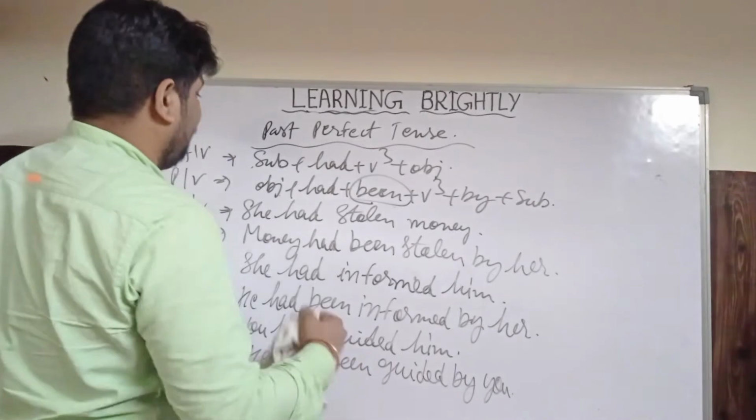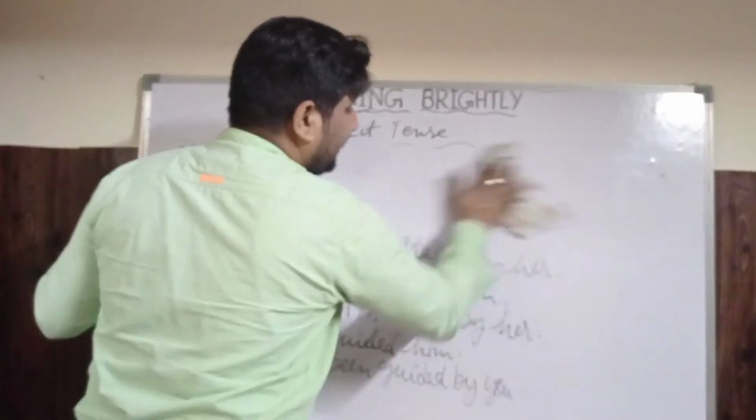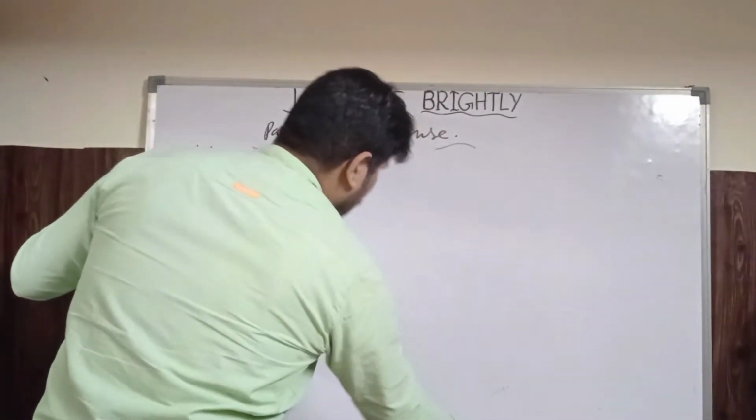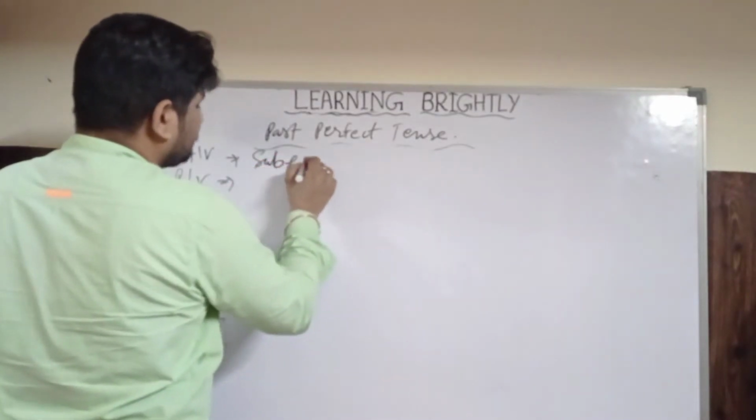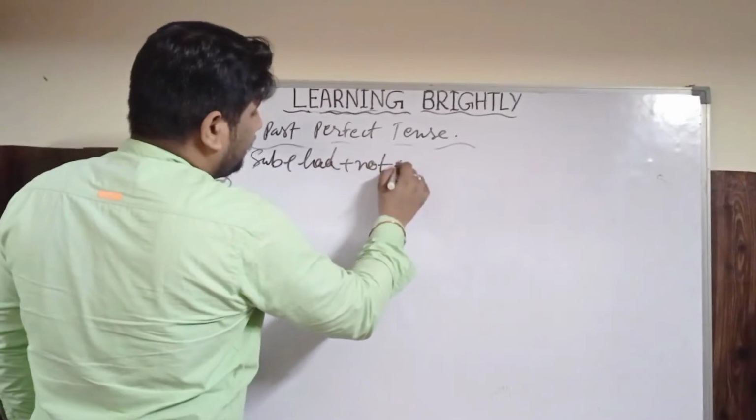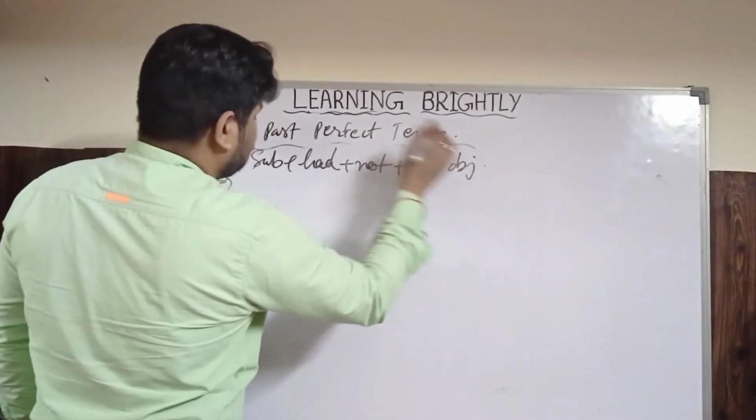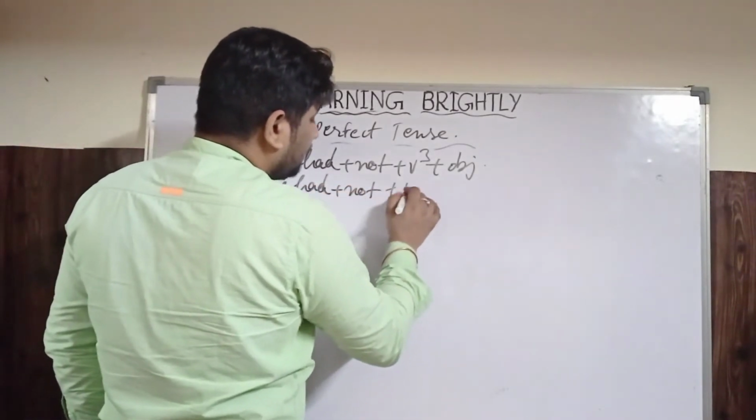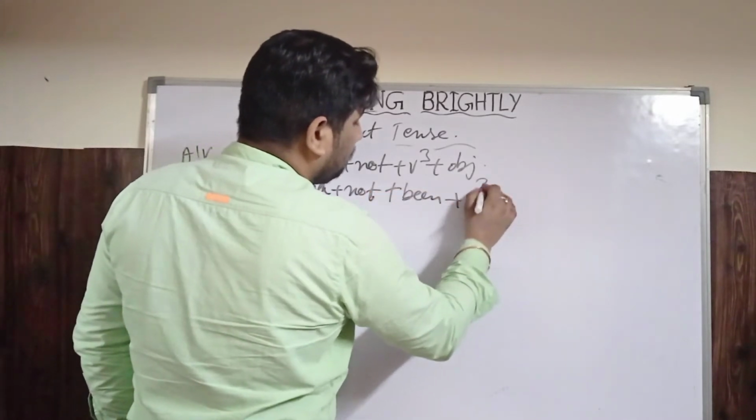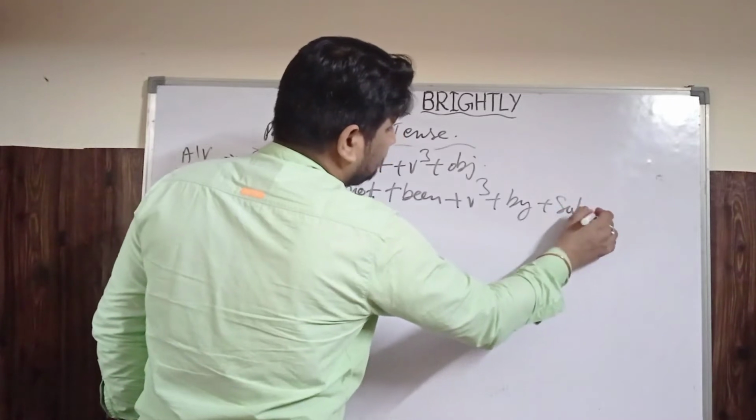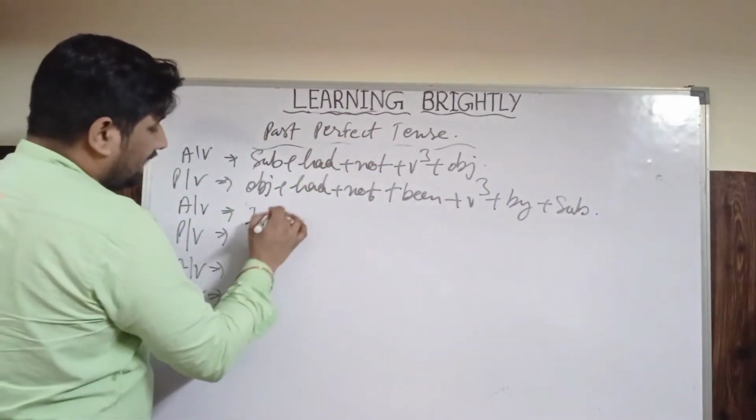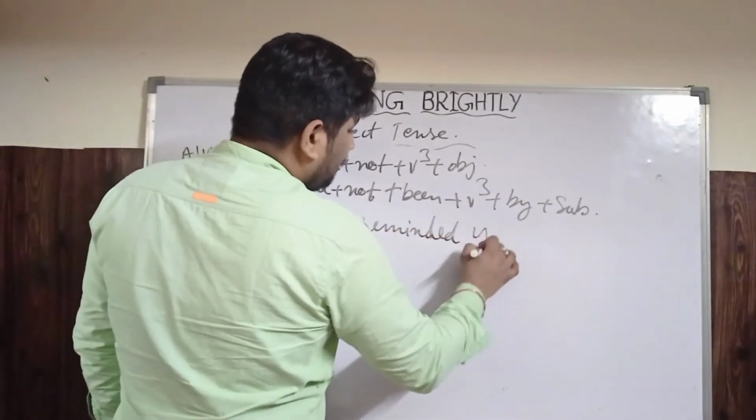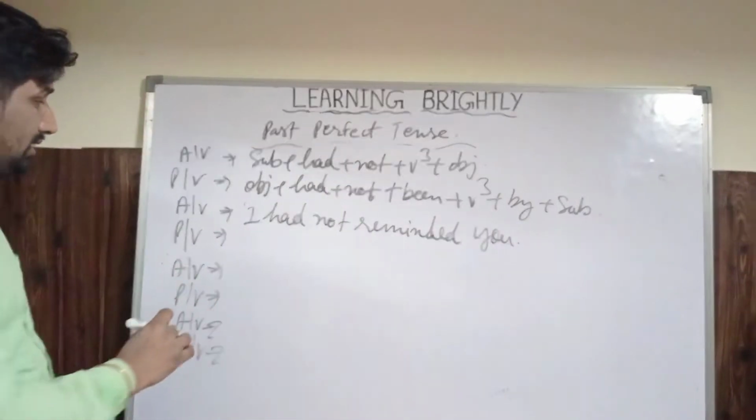Okay, so let's start the negative category. While making the negative category, we have to keep in our mind what we have to do. We have to put subject, had, not, third form, and object. In passive voice, object, had, not, been, third form of the verb, by, subject. Clear? Like, I had not reminded you. मैं आपको याद नहीं दिला चुका था.